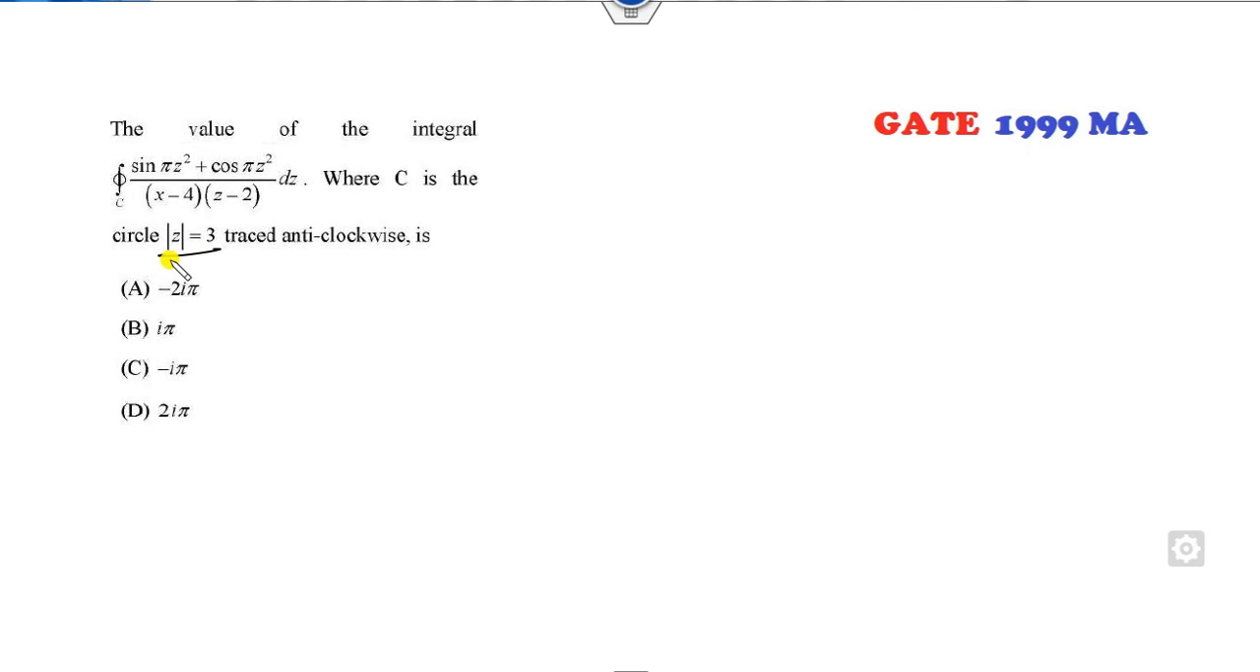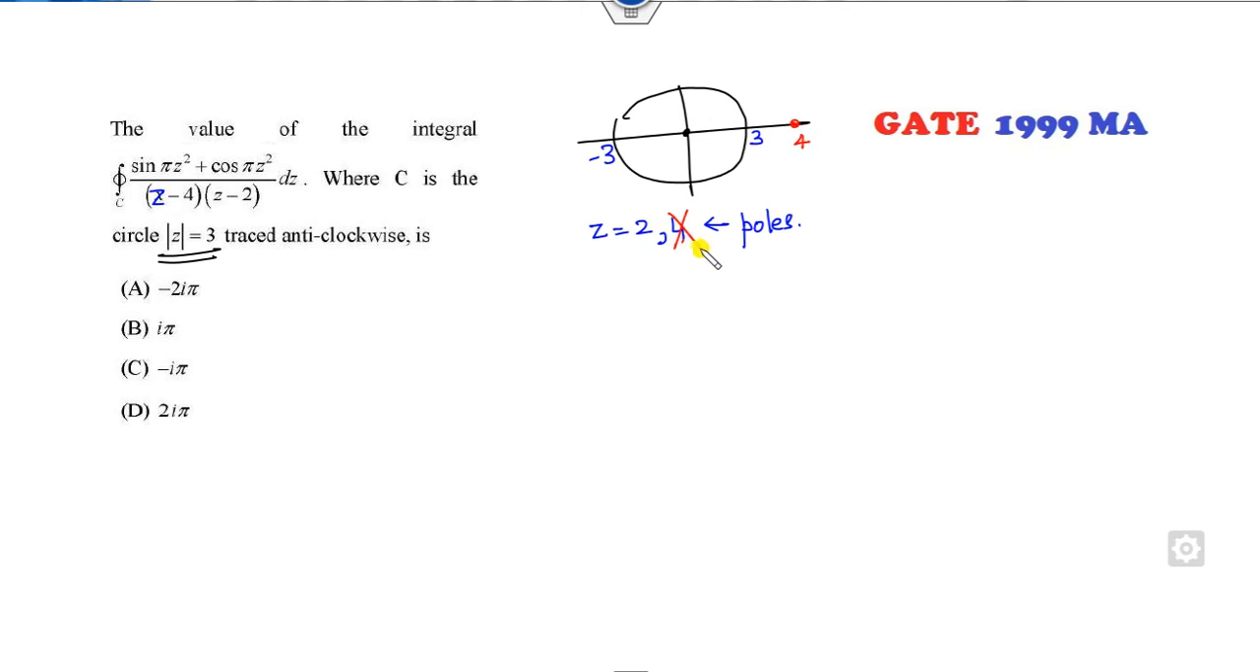Again you can see a circle with center 0 and radius 3. It is given to you. Then you can find the denominator as z minus 4 and z minus 2. So you can see 2 and 4 are my poles. Now clearly 4 lies outside, so there is no pole there, and 2 lies inside it.